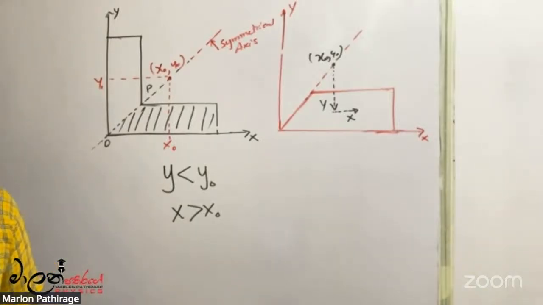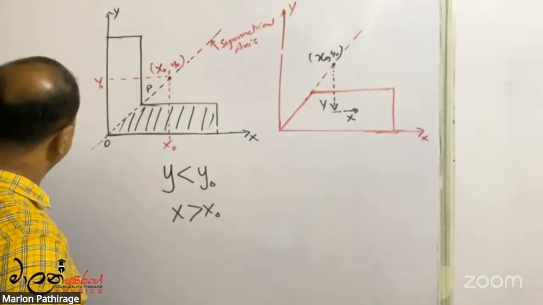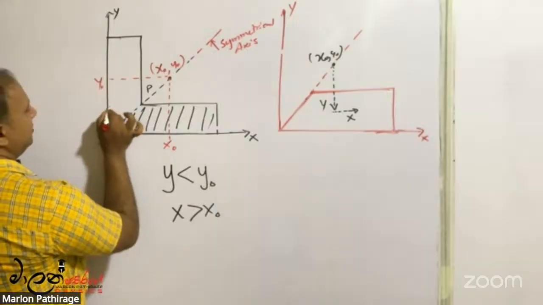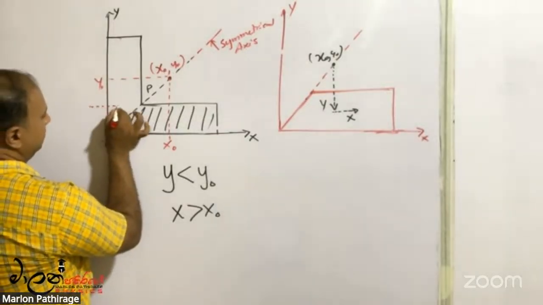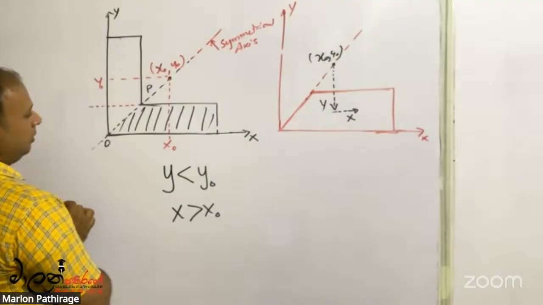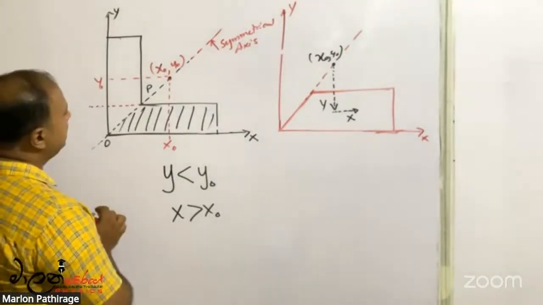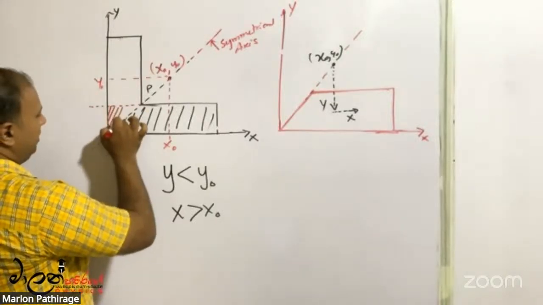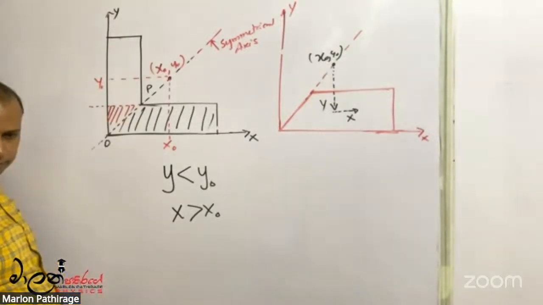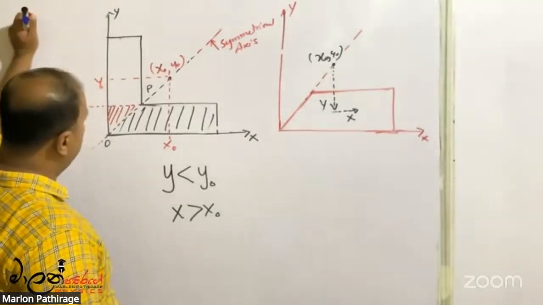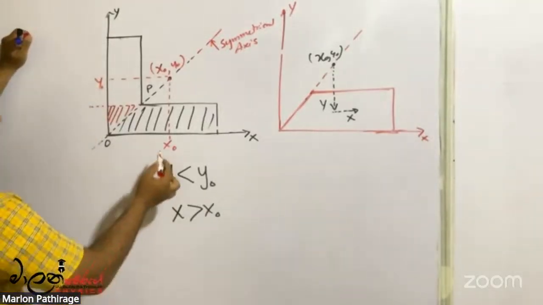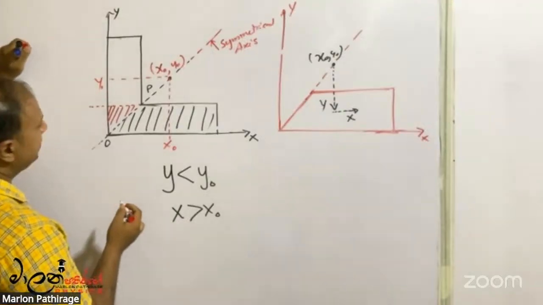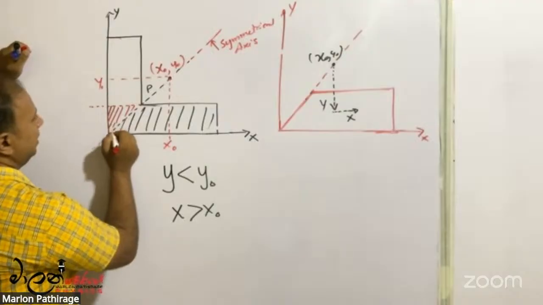Look at this one. Now you can think like this. Now there's this part. Look, this part wins. So now here is the x naught, here.